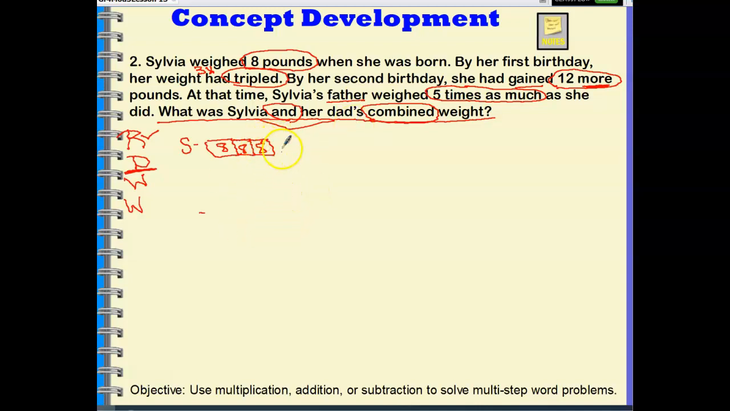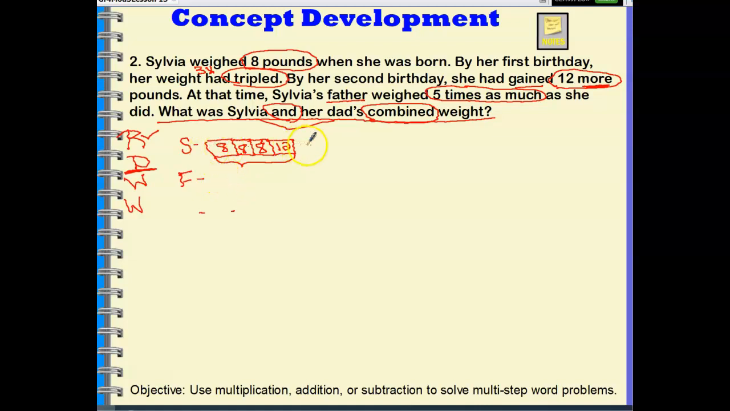Okay. By her second birthday, she had gained 12 more pounds. So she weighed the 8 3 times, and then she gained 12 more. So I'm going to add that 12 onto that as well. So now this tells me how much Sylvia weighed. Now let's look at how much Sylvia's father weighed. So we know at the time that Sylvia weighed this much, her father weighed 5 times as much.